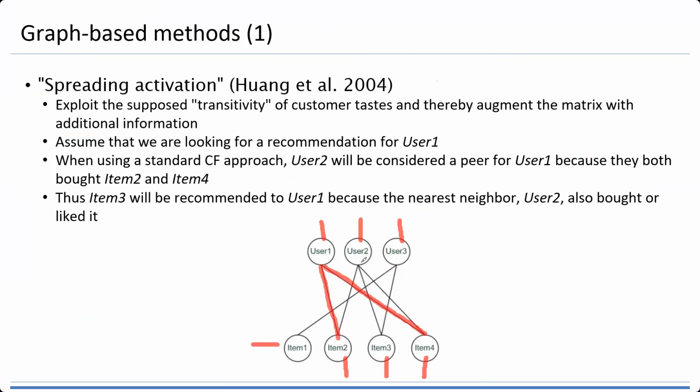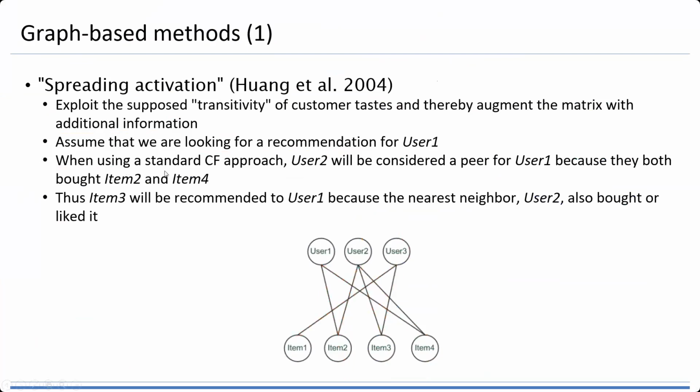In this case, user 2 has interest in item 2, item 3, and item 4. User 3 has interest in item 1 and item 3. Okay.